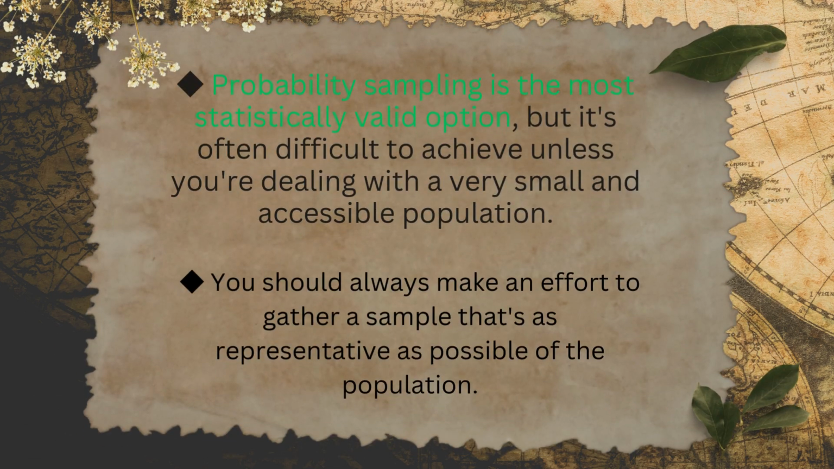Probability sampling is the most statistically valid option, but it's often difficult to achieve. Unless you're dealing with a very small and accessible population, you should always make an effort to gather a sample that's as representative as possible of the population.